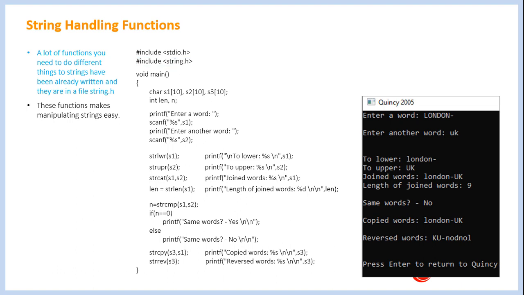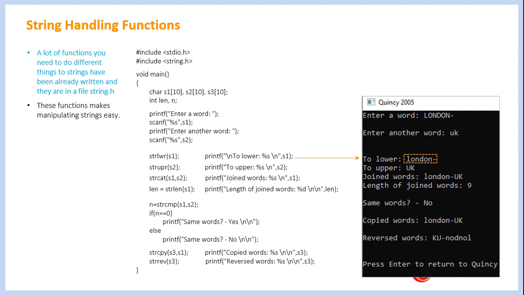Let's get one word. Let's say we entered London. Let's get another word. Let's say we entered UK. This is the function which changes any uppercase characters in a word into lowercase ones. Remember, S1 contains the word London. Hence, when we printf S1, we get this.